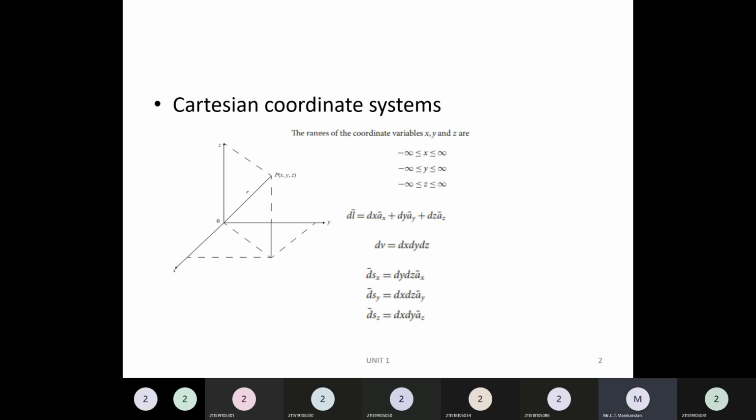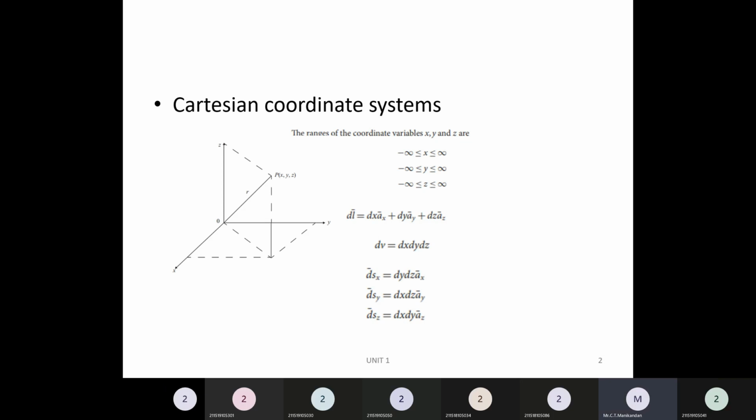Similarly, we can do this with the area part. In the area part, if you are solving for dsx, you will not get dx. You will have the other two coefficients, dy and dz. Like that, you should remember these simple shortcuts. Similarly for dsy, you don't have dy, you will have dz and dx. And for dsz, you will have dx and dy.